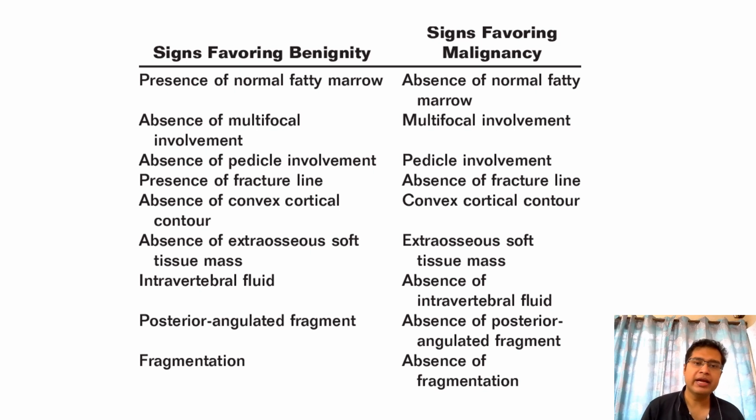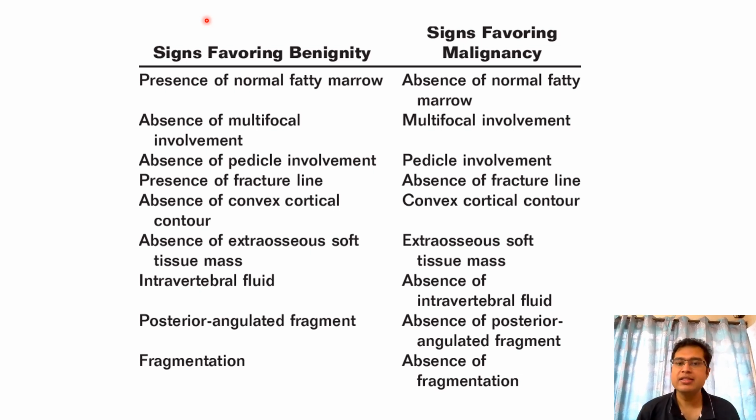So this is a nice table that lists out the differences between an osteoporotic fracture and a metastatic fracture. The signs which favor benignity include presence of normal fatty marrow within the vertebral bodies, that is hyperintense on T1 as well as on T2 weighted images, absence of any multifocal involvement of the vertebrae, absence of pedicle or posterior element involvement, presence of a fracture line, and absence of convex cortical contour or posterior angulated fragment. That cortical buckling is usually present in malignant fractures. Intravertebral fluid or T2 fluid sign is present in benign fractures. Fragmentation is usually seen in benign fractures.